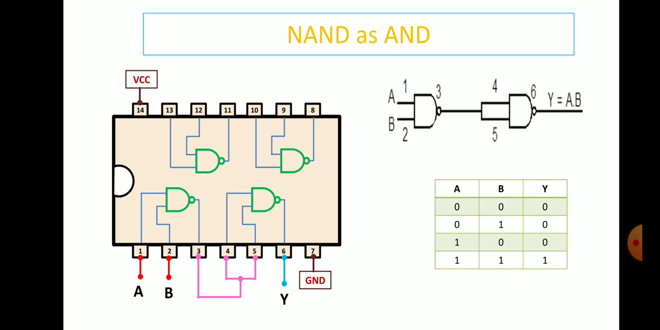In the truth table, if both inputs are 0, the output is 0. If any one of the inputs is 0, then also the output is 0. The output is 1 only when both the inputs are 1. Both A and B, if both inputs are high, the output is high. We can verify that with the help of this circuit diagram.